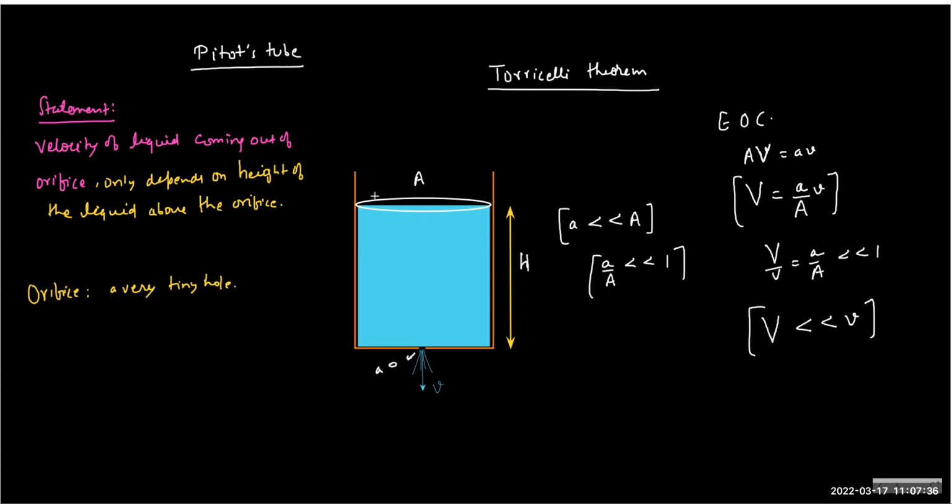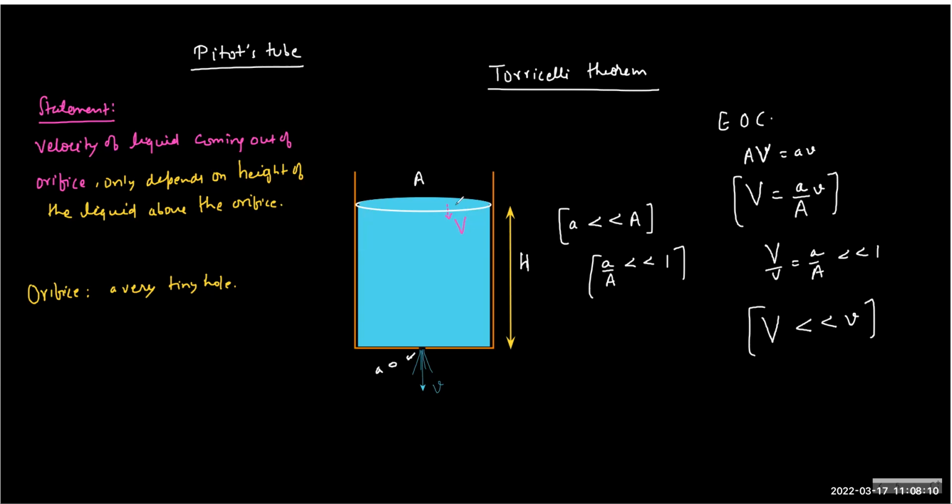Understood what I'm saying? So that is the meaning of orifice. When we have a problem with orifice, the velocity near the big cross section is totally ignored. So we assume it almost stationary or static while applying the Bernoulli equation. So this capital V you can assume is of no use.